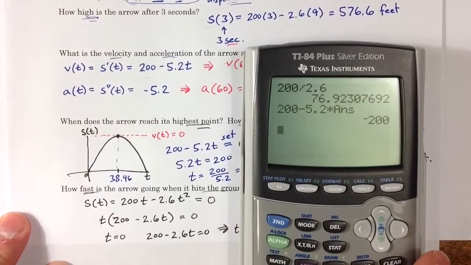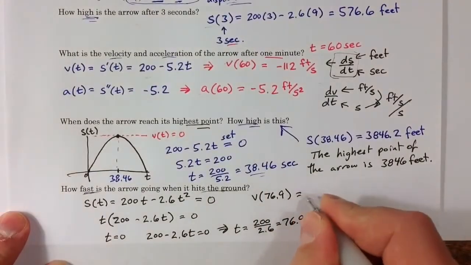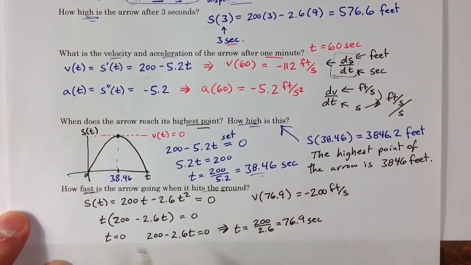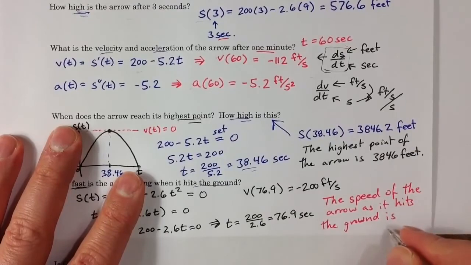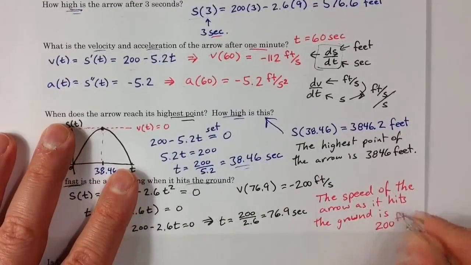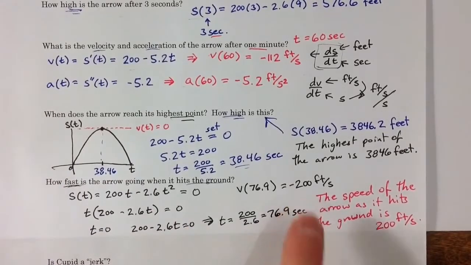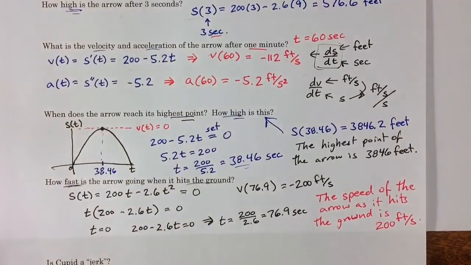And if you think about it, that makes sense. The value is negative 200. That's the velocity, negative 200 feet per second. Thinking about the speed, though, how fast kind of suggests speed, and so we would probably want to consider the absolute value of that. So the speed of the arrow as it hits the ground is 200 feet per second. The velocity is negative because it also includes the direction, the downward direction of the arrow at that moment.